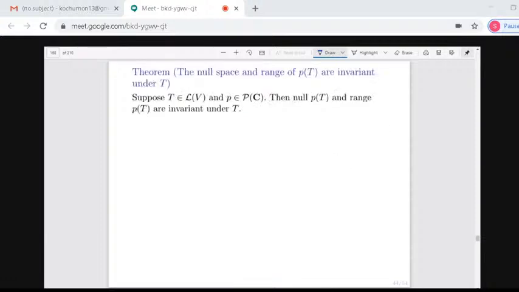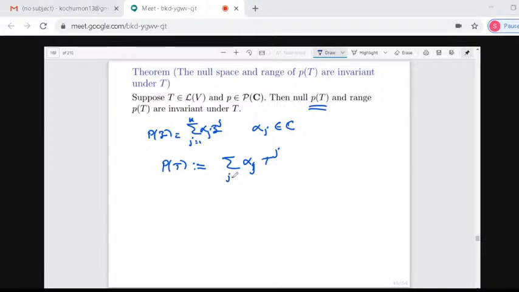Now, this is the thing which I was saying. Take any polynomial P, meaning P(z) is the summation of α_j z^j, where α_j is an element of C, with j from 1 to k. It is a finite polynomial. Now consider the operator P(T). By definition, P(T) is equal to the summation of α_j T^j, j from 1 to k. For any operator T, I can define P(T) just using these coefficients.